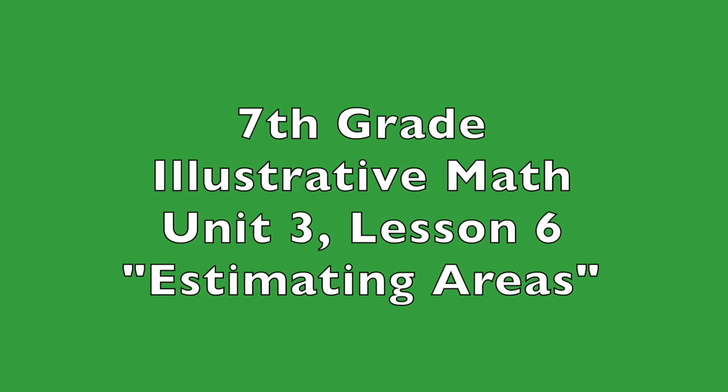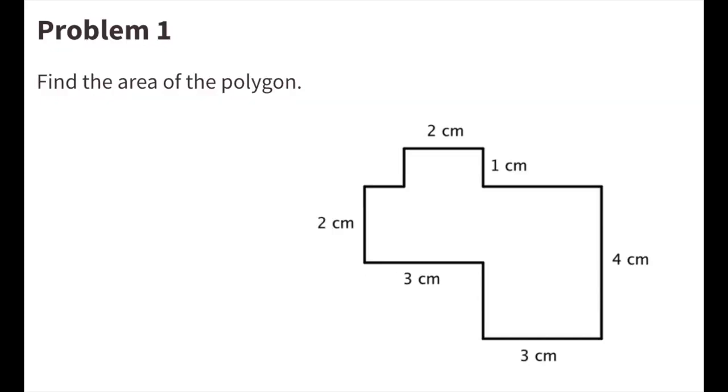7th grade, Illustrative Math, Unit 3, Lesson 6, Estimating Areas. Number 1. Find the area of the polygon. They've provided us with some lengths, and we can use those lengths to help us figure out the missing lengths. For example, 2 centimeters plus 2 centimeters equals 4 centimeters. Now that we've found all the missing lengths, we can divide this into rectangles.